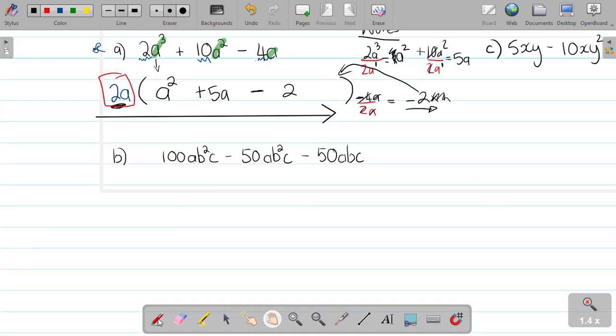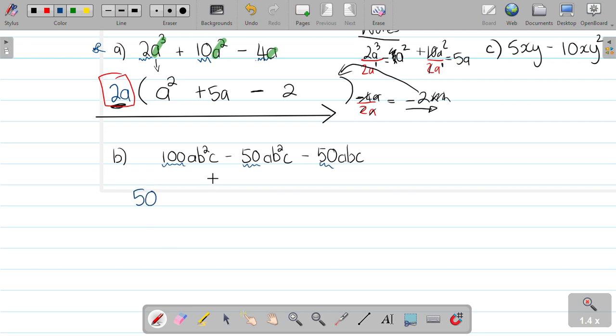Okay, let's have a look at B together. I'll speed up a little bit for this one. So, step number 1, what is the HCF between the coefficients of 100, 50, and 50? The HCF is 50.